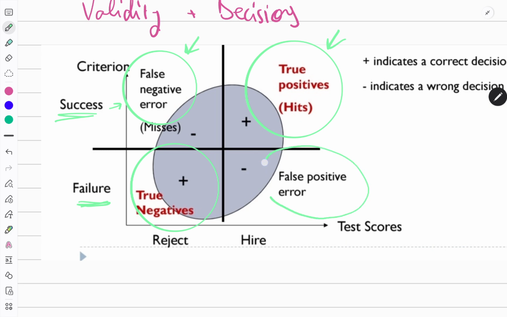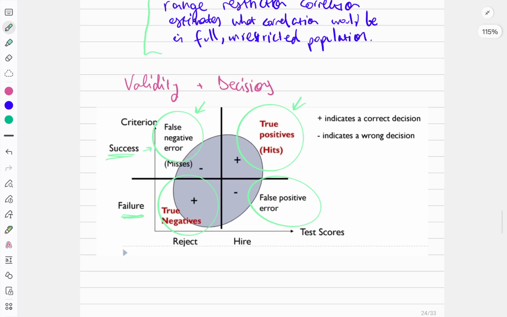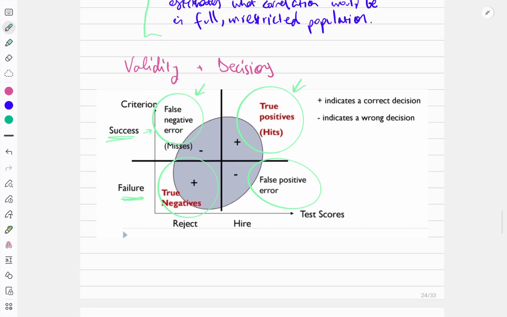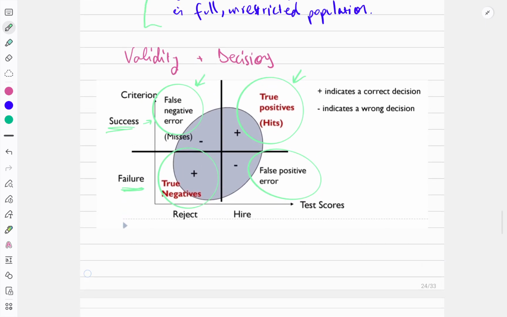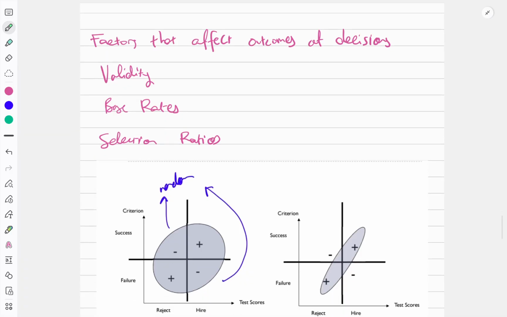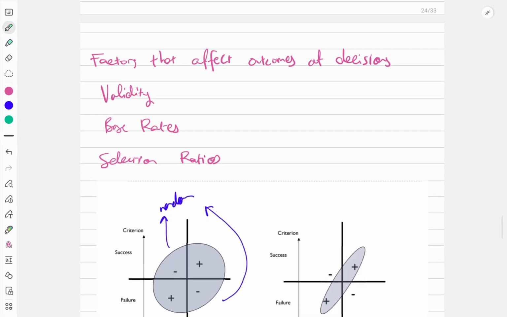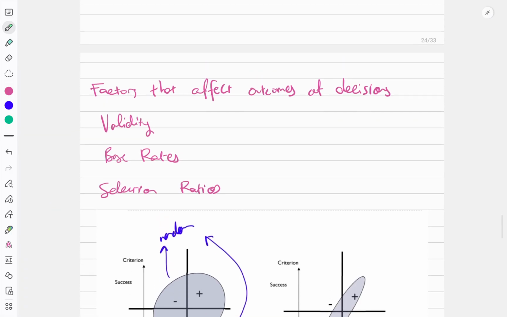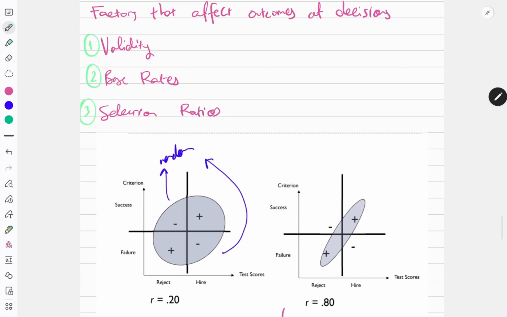And then we have these people which are actually not very successful, but our test could not estimate that they were not good options for us. So this is basically what this means. Factors that affect outcomes of decisions, we have three factors. Firstly, validity, and secondly, base rates, and thirdly, selection ratios. So we will go through each one.